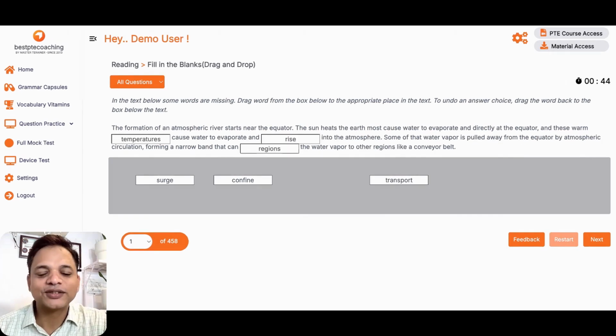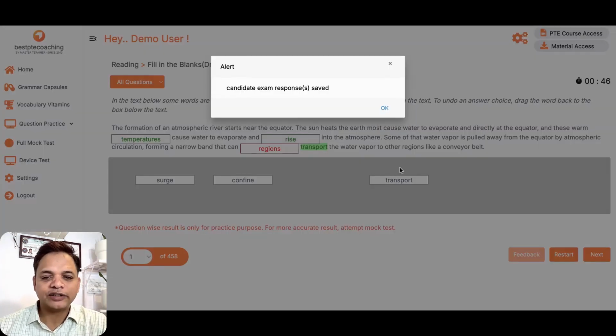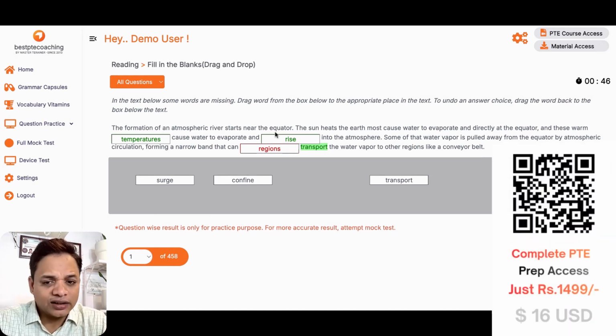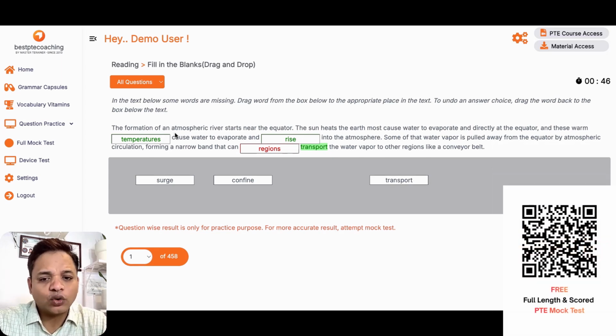So let's understand the score calculation. Just go with feedback. Please see. Every time you fill a blank with the perfect answer, you get 1 mark. So there are 3 blanks in it. I think I answered 2 correct, just for example, 1 incorrect. So my score is 2 marks.